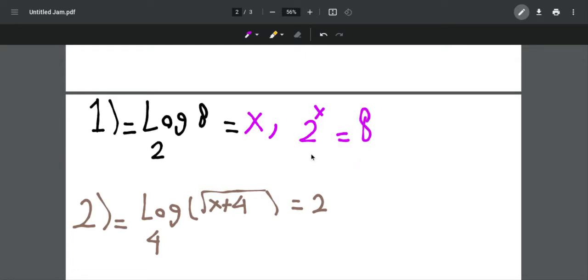So what I did is I changed the log to exponential. How? I raised the base to the answer. In this case, our answer is unknown. We want to solve for the answer. So because of that, I let it be equal to a variable. It can be any variable, y, u, any variable that you want. So now the question is very easy because we know that 2 to the third power is 8. So x is equal to 3.